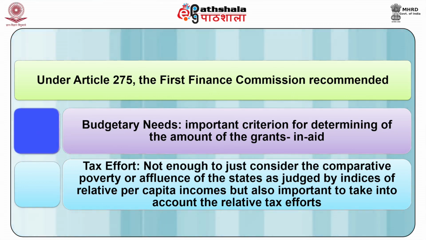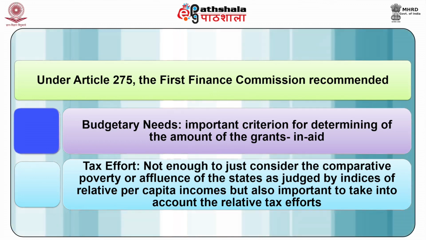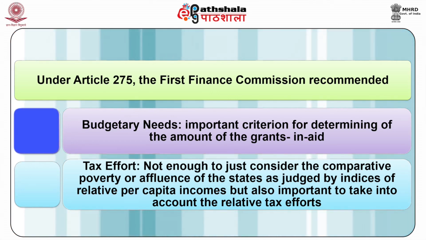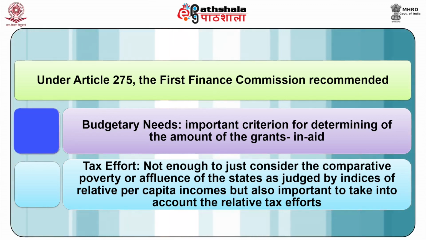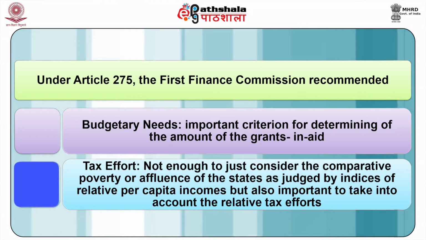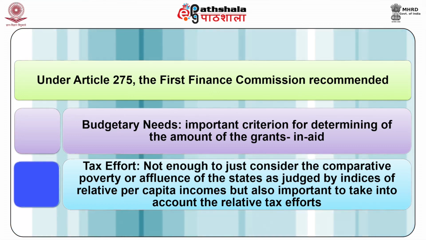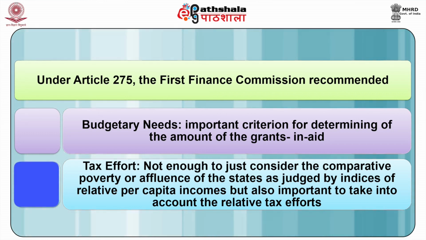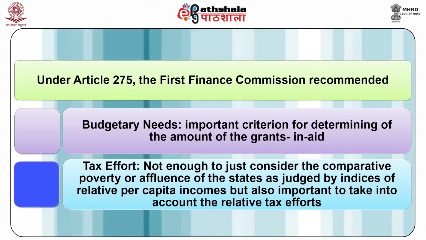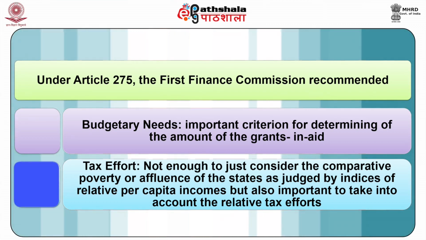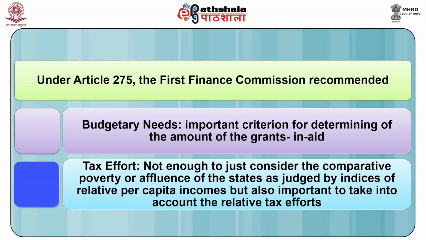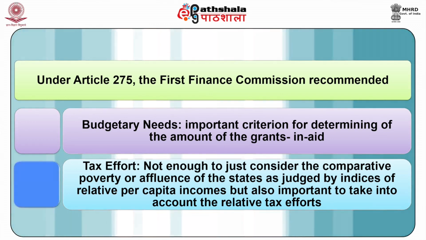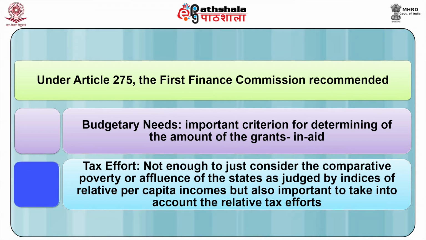First, budgetary needs. The Commission observed that budgetary needs are an important criterion for determining the amount of grants in aid. Several adjustments are however necessary to reduce all budgets to a comparable basis. Second, tax effort. The Commission observed that it is not enough to just consider the comparative poverty or affluence of the states as judged by indices of their relative per capita incomes, but it is also important to take into account the relative tax efforts of the states. This seems to be the first mention of a normative principle where fiscal capacity and tax efforts are mentioned as key determinants of grants in aid.